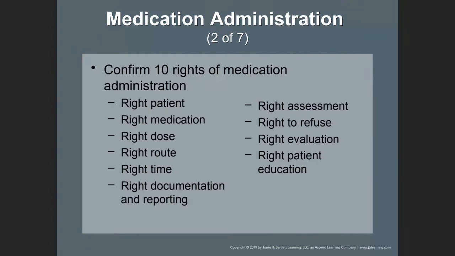Now, it's important to confirm the 10 rights of medication administration. So for AEMTs, it's not 6 anymore, it's 10. And the 10 rights include the right patient, right medication, right dose, route, time, right documentation and reporting. Your assessment must be correct. The patient has a right to refuse, and your evaluation must be appropriate, and patient education is necessary.